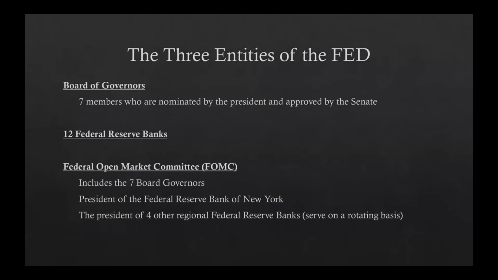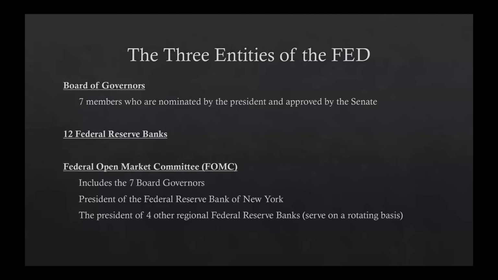And then the third entity that we have with the Fed is the FOMC, the Federal Open Market Committee. That's what most of you are more familiar with, the FOMC. Now, the FOMC includes the 7 board governors. It also includes the president of the Federal Reserve Bank of New York. Okay, the Federal Reserve Bank of New York always is part of the FOMC because the Federal Bank of New York is in charge of the actual execution of what the FOMC decides.